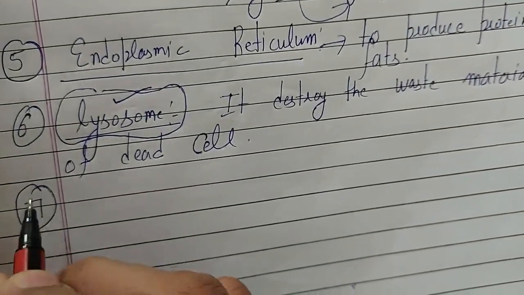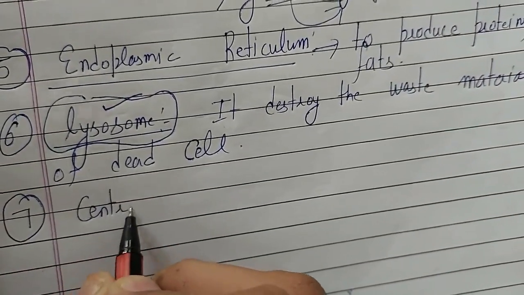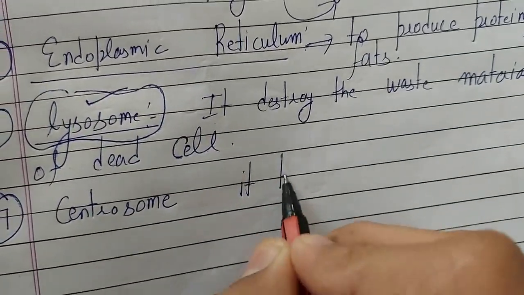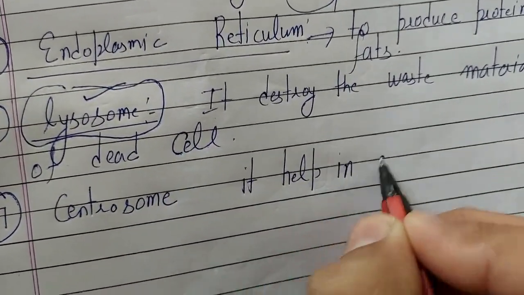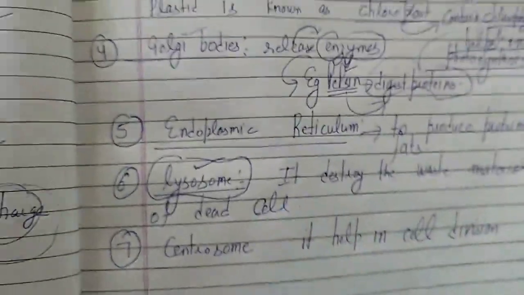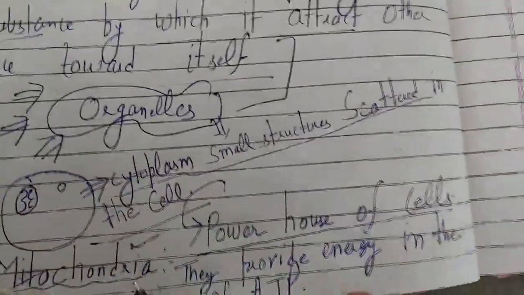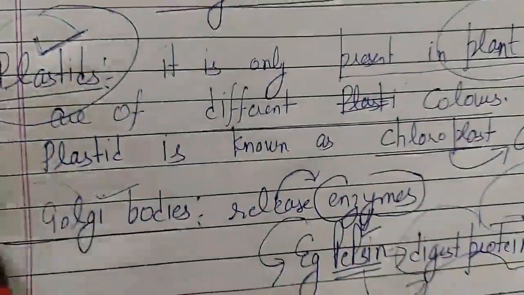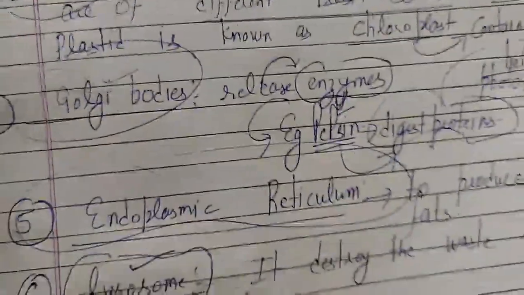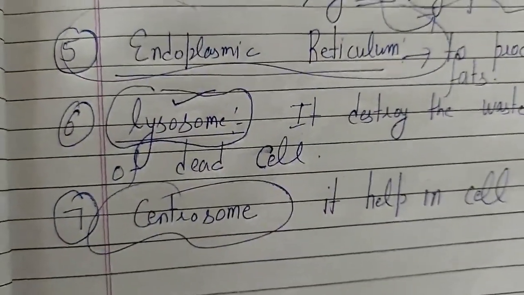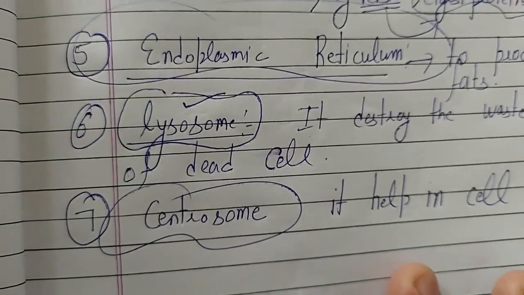And the seventh cell organelle is the centrosome. Centrosome helps in cell division. So we have discussed mitochondria, vacuole, plastids, Golgi bodies, endoplasmic reticulum, lysosome, and centrosome. These are the things we have discussed. So these are the types of organelles.